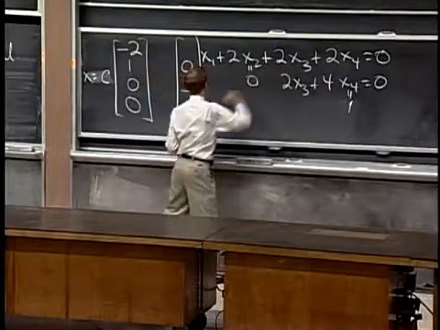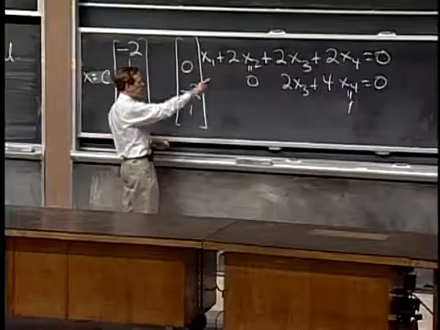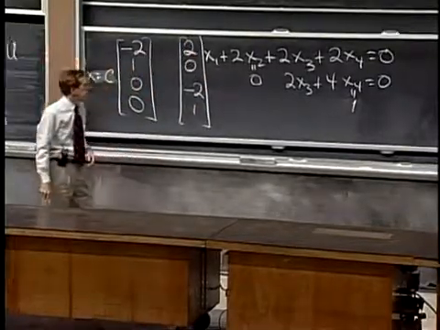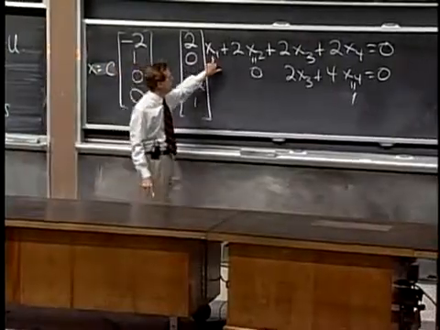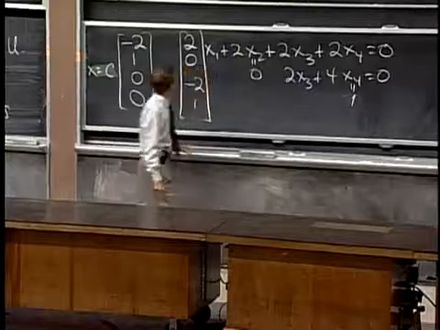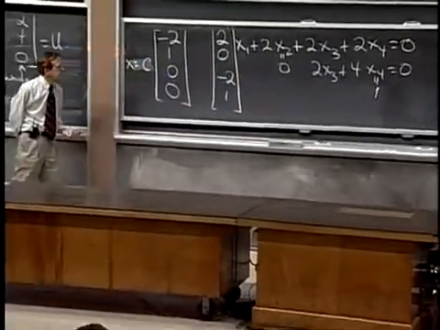X1, let's see, 2x3s is -4 plus 2. Do I get a 2 there? Perhaps, yeah. 2 for x1, -4, and 2. Okay, that's in the null space.